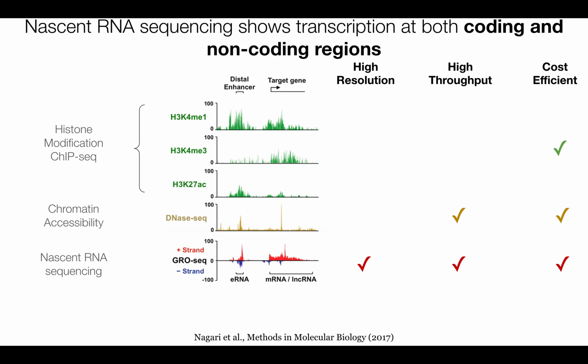And so nascent RNA sequencing actually gives a unique perspective since it shows transcription at the distal enhancer, giving rise to a bidirectional enhancer RNA, as well as transcription at the target gene. And so this allows for better resolution, high throughput, and cost-efficient readout of both enhancers and gene transcription.